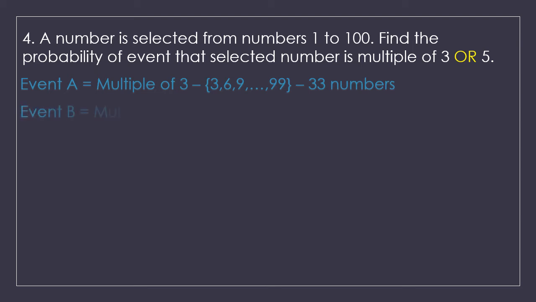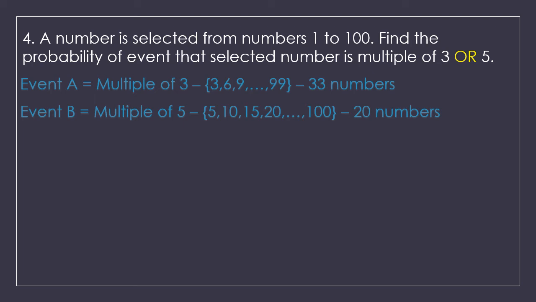Similarly, event B will be a multiple of 5, that is 5, 10, 15, 20 up to 100, and out of 1 to 100, the multiples of 5 are 20 numbers. There are 20 different numbers which could be denoted as multiples of 5 out of 1 to 100.